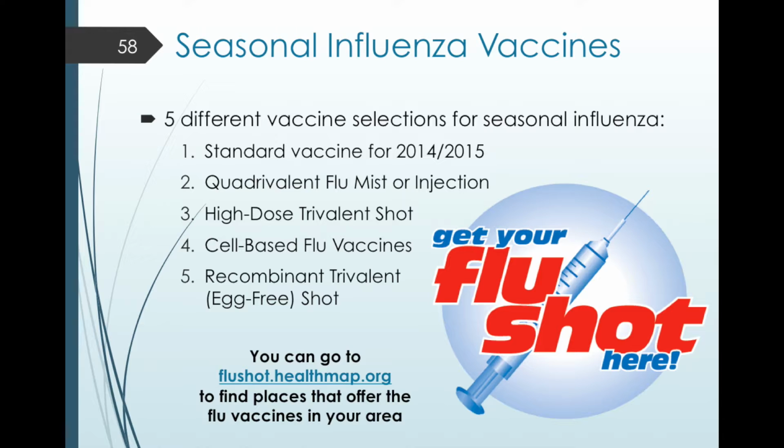There are different choices for flu vaccines. Many people will say, I can't get the flu vaccine because I'm allergic to eggs, or I have allergies to latex, or different things that come up. But there are 5 different types of flu shots now that offer a different variety. There is a website called flushot.healthmap.org, and if you log on to that, it will show you places in your area that offer flu vaccines.